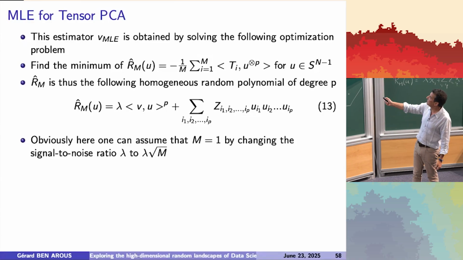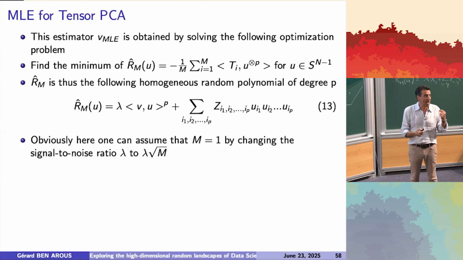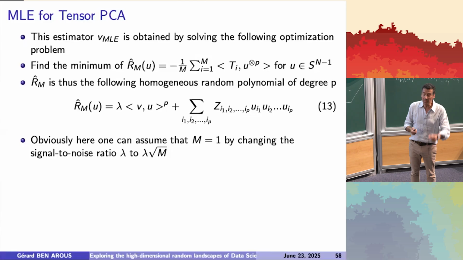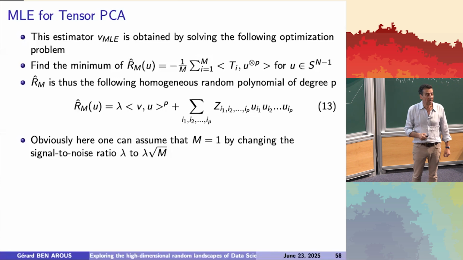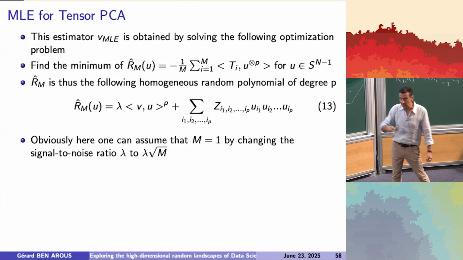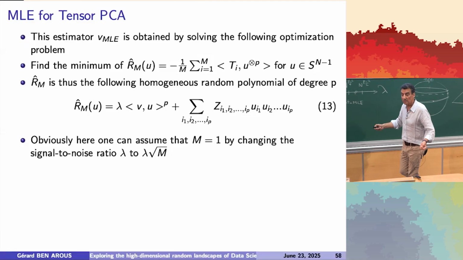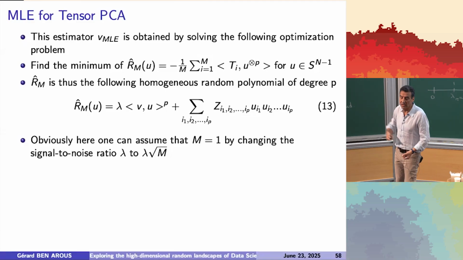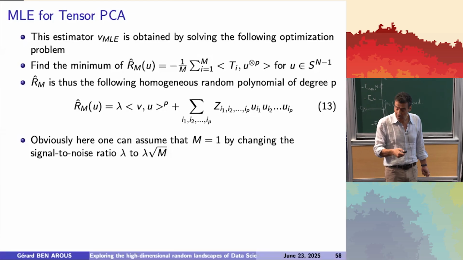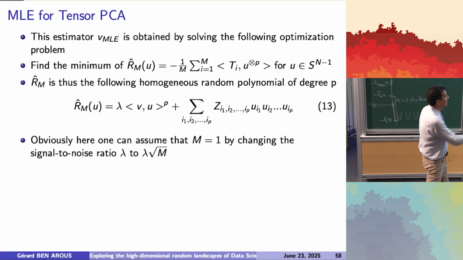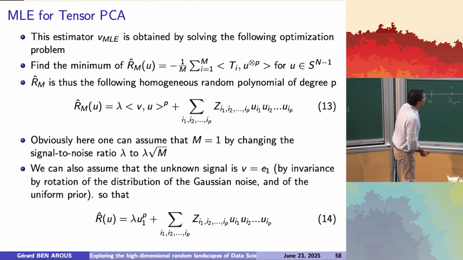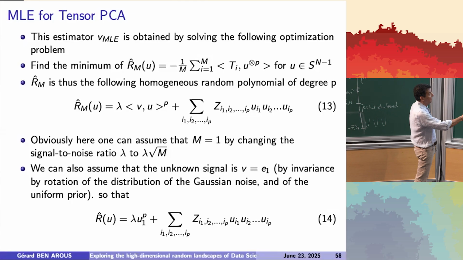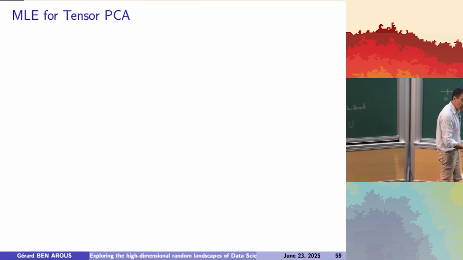Here, in fact, there is a simple thing to do. When you have this sum, these are sums of the noise that were here. You can, in fact, assume that M is 1. It's the same as having one point in your sample if you change the signal to noise ratio lambda to lambda square root M. So in some sense, the strength of the signal to noise ratio is the same as the size of the sample. If lambda is large, it's the same thing as having M large. So let's simplify things. Again, if I assume, like I did here, that V is e1, this is what I get. This risk is exactly a spin glass plus a very simple signal.